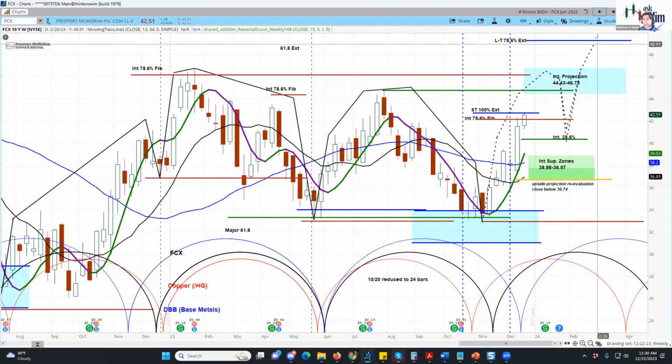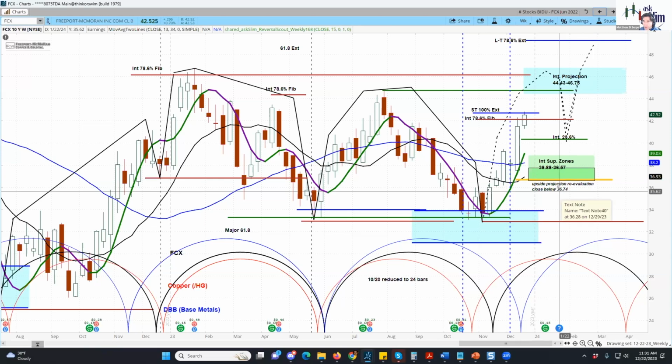Now, what would invalidate this analysis or require you to reevaluate for sure, take some off, maybe even remove the position at this time? And this would change as the security continues to move up. But right now, if there was a close below this 36.74 area, then I would have to reevaluate this position or this trade idea altogether. So that is the work.